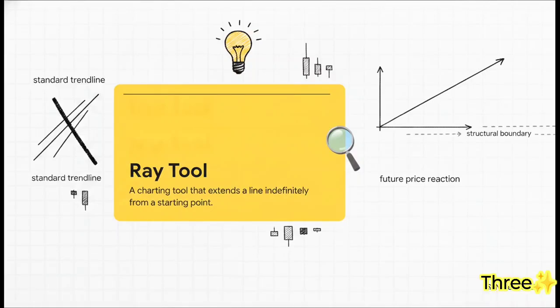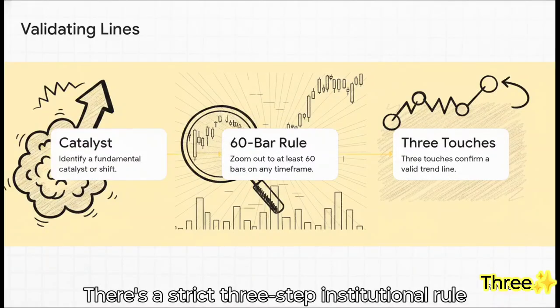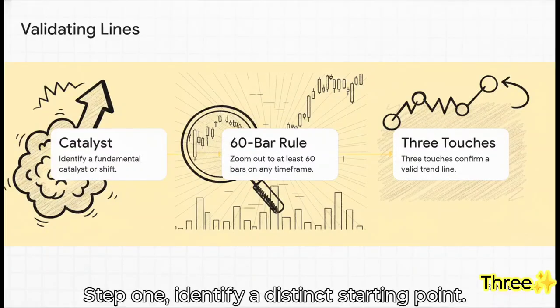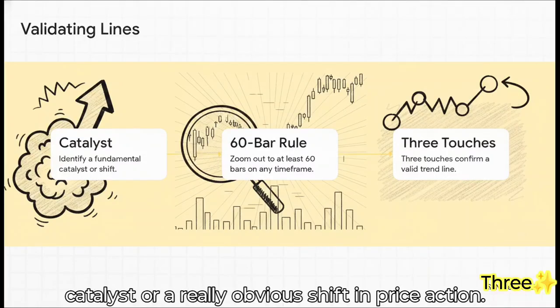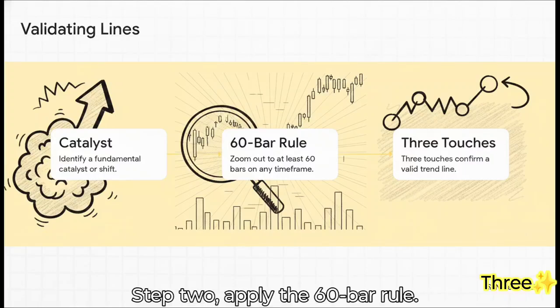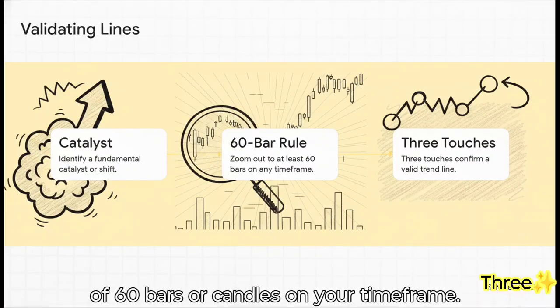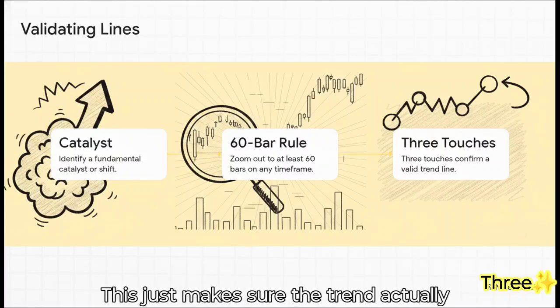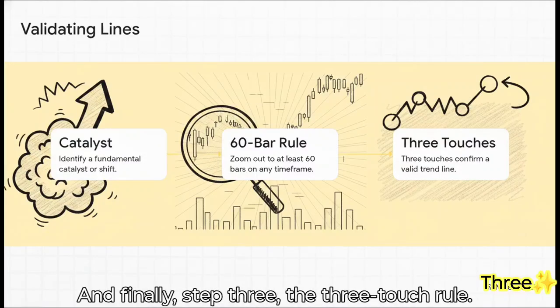Okay, so how do we qualify a valid line? There's a strict 3-step institutional rule for this. Step 1, identify a distinct starting point. This is usually driven by a major fundamental catalyst or a really obvious shift in price action. Step 2, apply the 60-bar rule. Always zoom out so you're looking at a minimum of 60 bars or candles on your time frame. This just makes sure the trend actually carries some weight. And finally, step 3, the 3-touch rule.